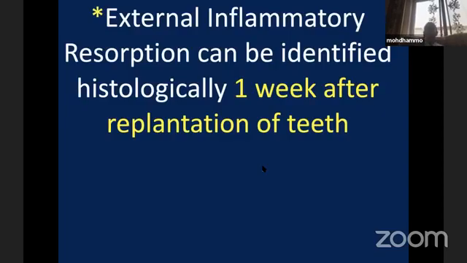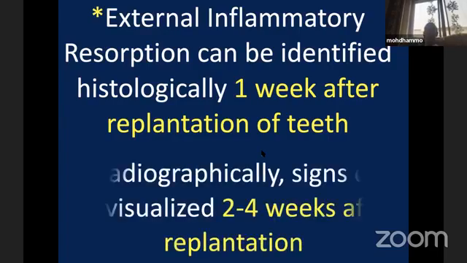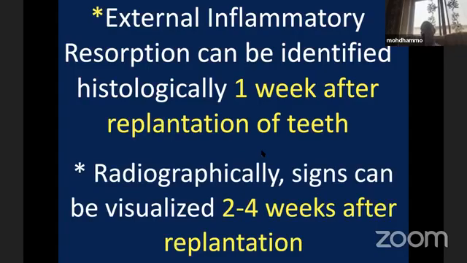External inflammatory resorption can be identified histologically 1 week after replantation. So if we have an avulsed tooth and we replanted it, after 1 week, if we examine it histologically, we can notice resorption. But radiographically, we need between 2 to 4 weeks after replantation to notice the external resorption in the X-ray.